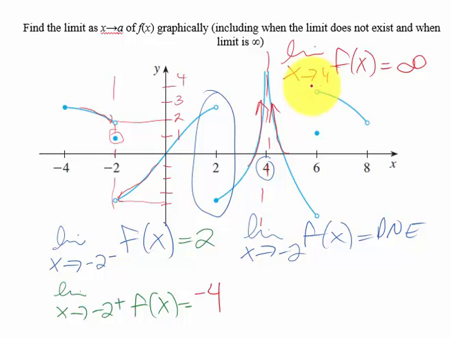Other place where the limit does not exist is at 6, because the right-hand limit does not equal the left-hand limit.